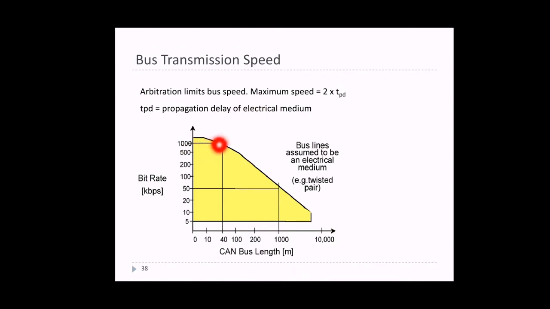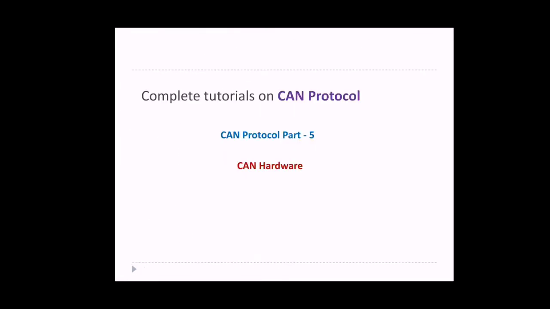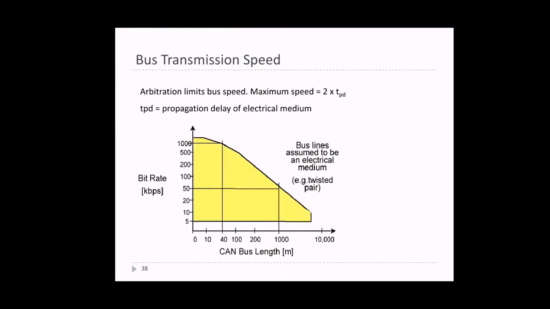That is a natural concept of electrical science. So at 40 meters, yes, it gives good efficiency. If it goes more, it keeps on decreasing. The bus lines are assumed to be an electrical medium, for example twisted pair, and this is in kbps. So this is the bus transmission, and you now have a very good understanding of the characteristics and transmission in this protocol.